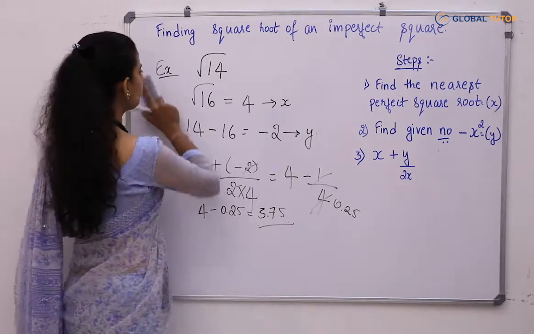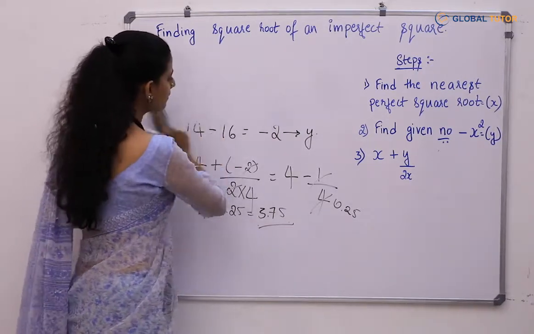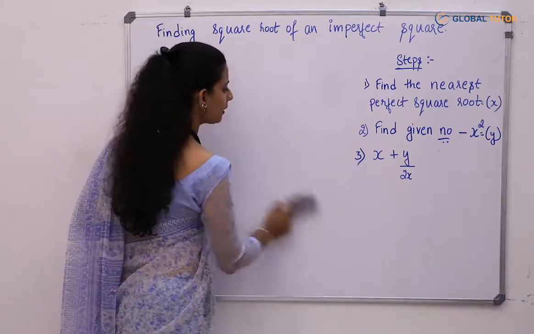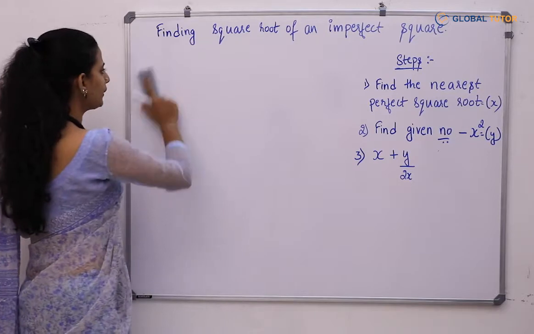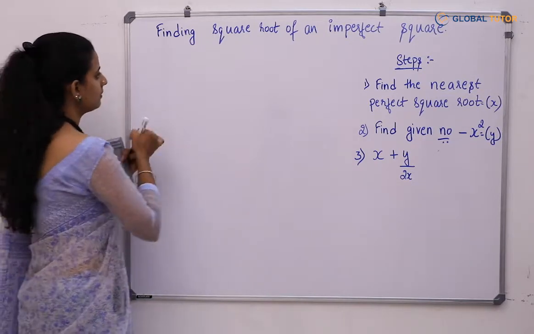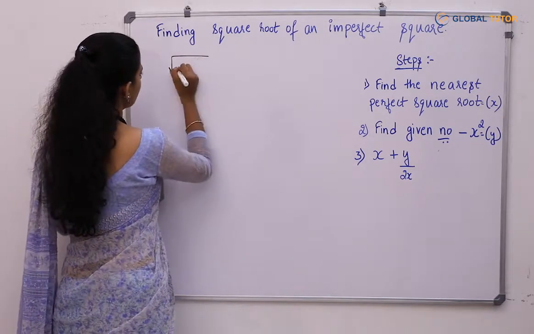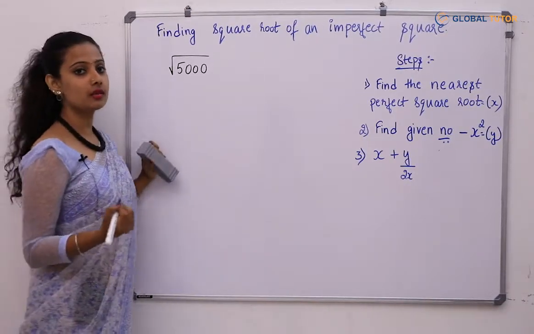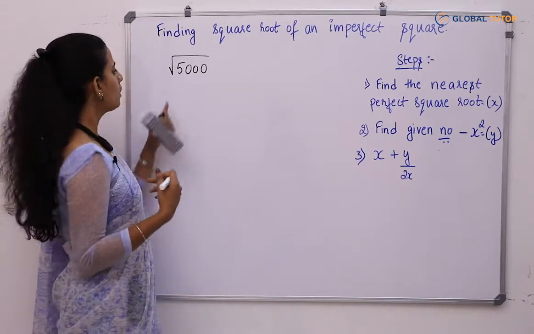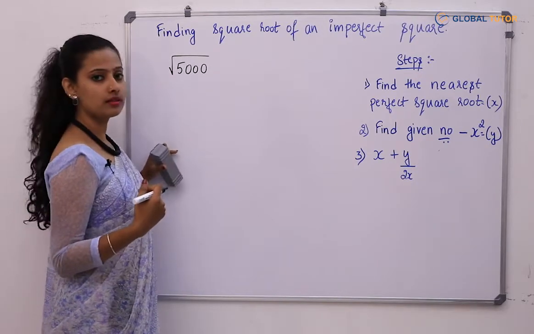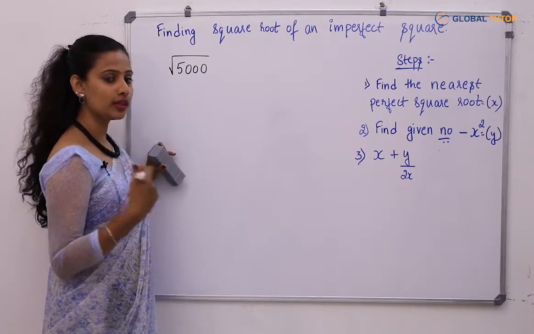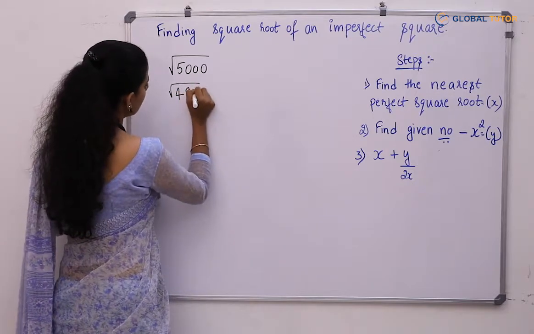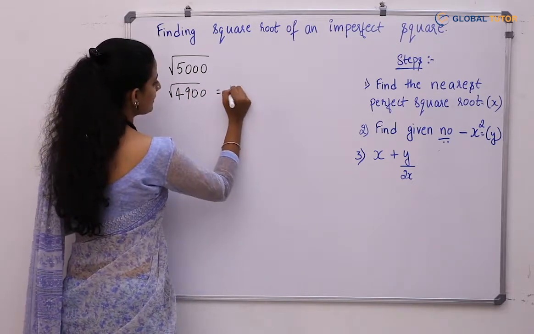Now, let us take one more example, but this time we will take a bigger number and see if we can still find out the square root of an imperfect square. So, let's take an example, root over 5000. Now, which is the closest square for root 5000? That will be root 4900, sorry. So, which is 70.